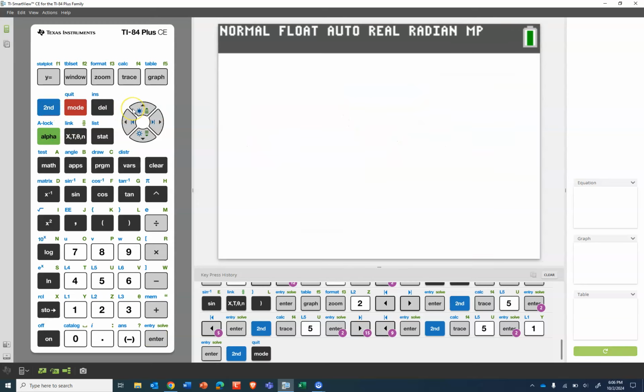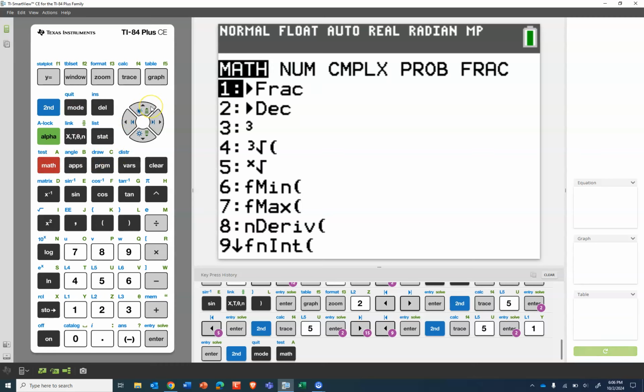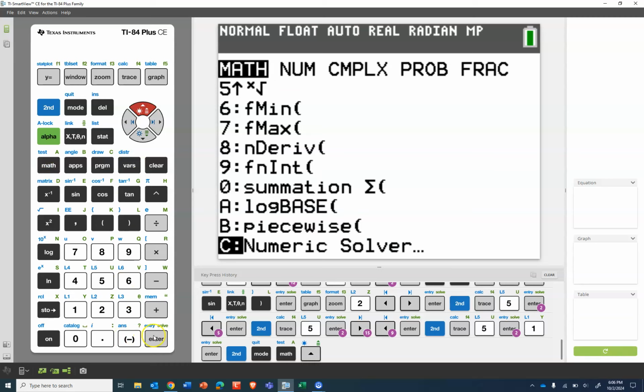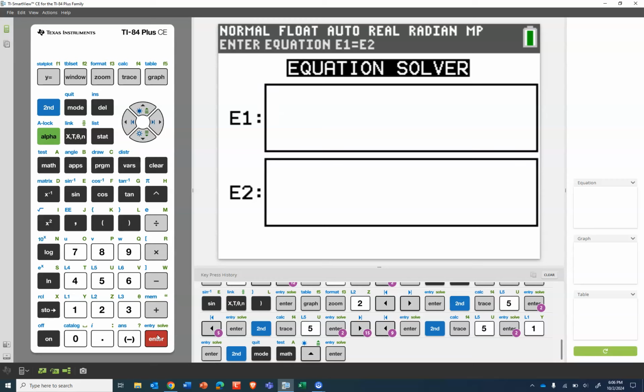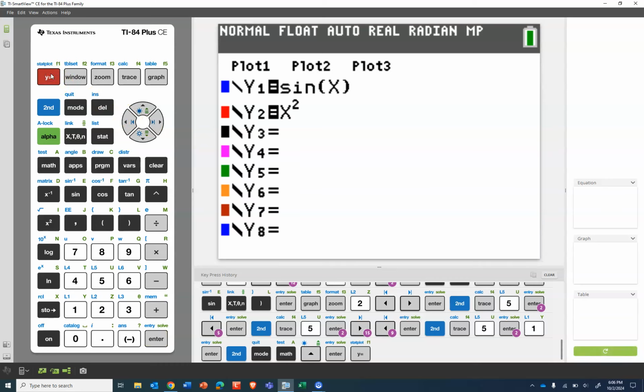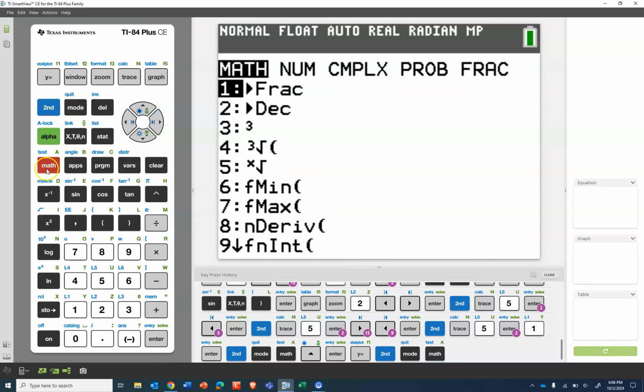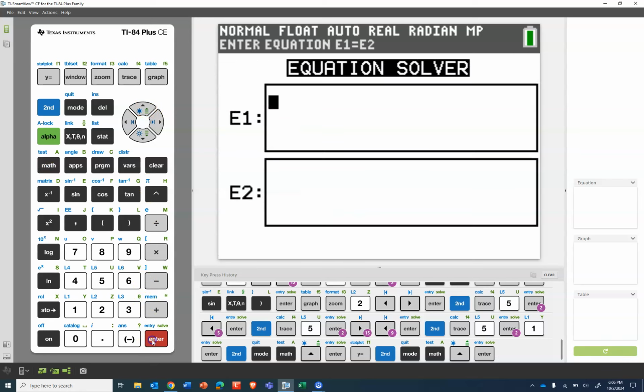Okay, what if you didn't graph or something like that? Here under the math menu, what we're looking for is all the way down at the bottom. So I'm just going to press up, and that's called the numeric solver. If you have an older version, it'll just have equation equals 0, or I think it says 0 equals. So this is just one side of the equation and the other side of the equation. So we're just going to type in sine of x in the one and x squared in the other. Again, what we're looking for is the numeric solver. It's under the math menu, all the way at the bottom.